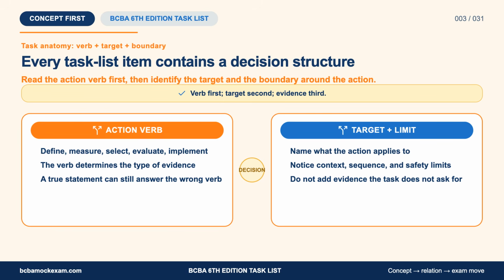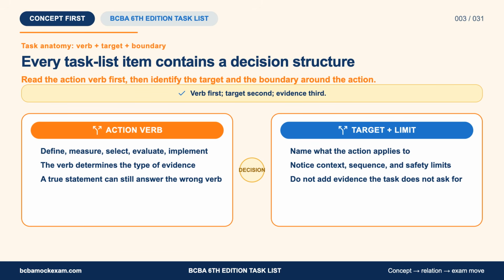Every task list item contains a decision structure. Read the action verb first, then identify the target and the boundary around the action. The task list habit is to let the verb set the scope. For example, the left side includes define, measure, select, evaluate, implement, while the right side includes name what the action applies to. In a real STEM, that difference tells you which facts to keep and which facts would be a category error.